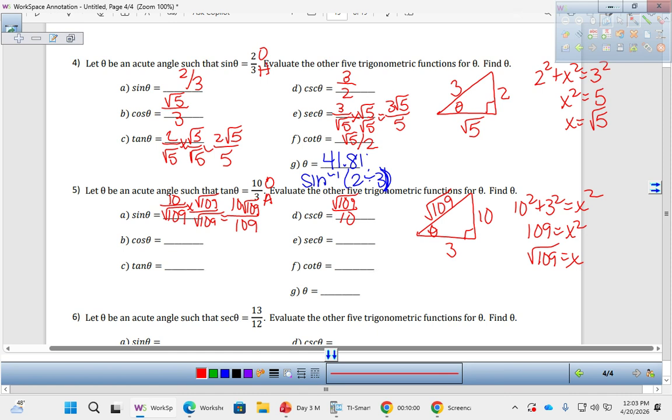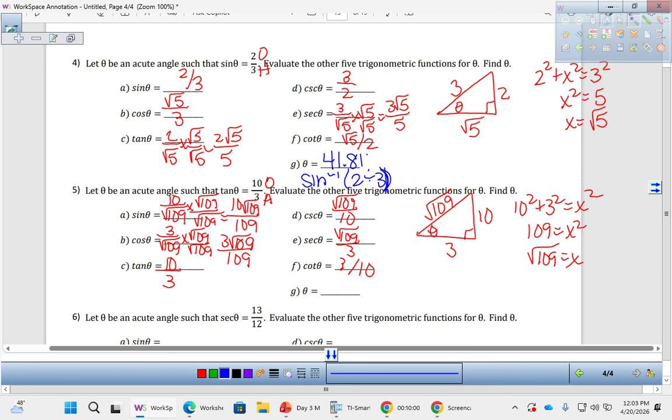For the cosine, that's adjacent over hypotenuse. And again, I'm just going to go over to my reciprocal one and flip that before I rationalize. So I don't have to rationalize that one. And now I'm going to rationalize this one by multiplying by my root 109. So 3 root 109 over 109. Finally, tangent is opposite over adjacent, and then I can flip that to 3 over 10.